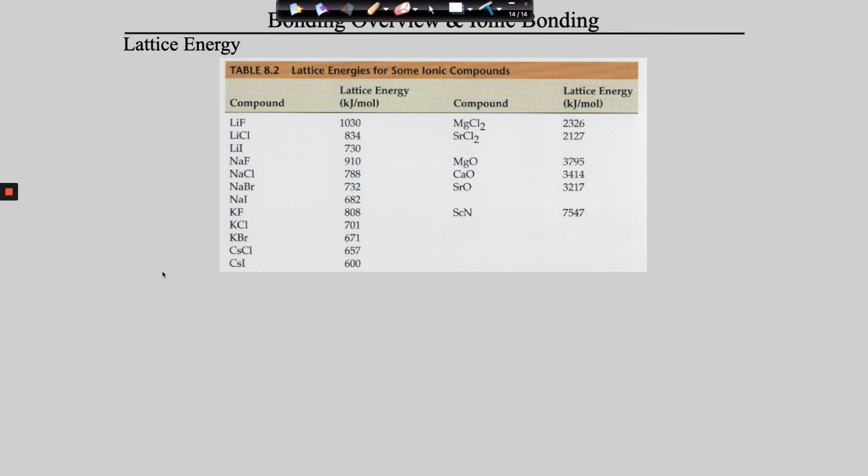Guys, what are the factors that influence the strength of the lattice? Tear this table apart. Look at the trends in lattice energy. What are the things that determine the strength of the lattice? I'll give you a couple minutes to think about it. Feel free to chat with somebody if you'd like. Guys, what determines the strength of the lattice?